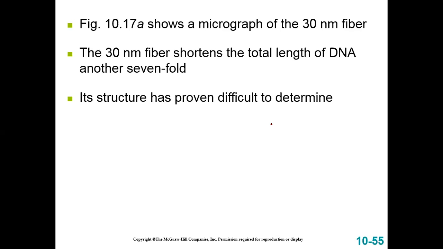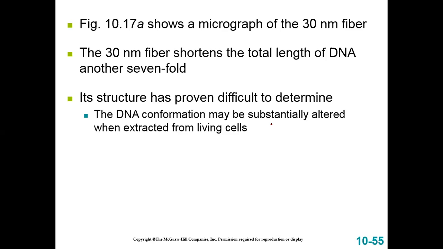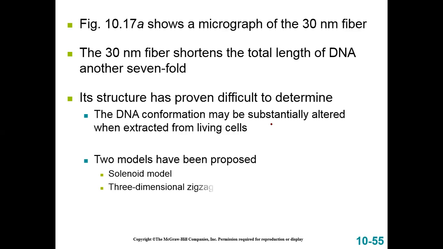The 30 nanometer fiber shortens the total length of the DNA another 7 folds. Its structure has proven difficult to determine. DNA conformation may be substantially altered when extracted from living cells. Two models have been proposed, the solenoid model and the three-dimensional zigzag model.